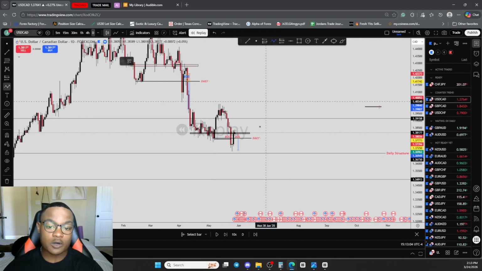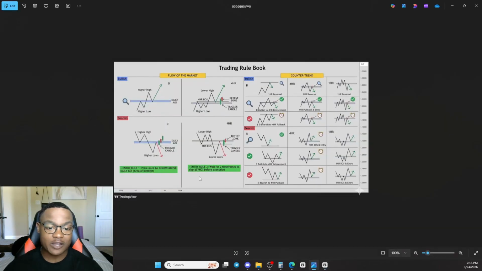At the moment, where are we at? We are above our daily zone. We go back towards our image. We need price to be either below or above our daily area of interest.